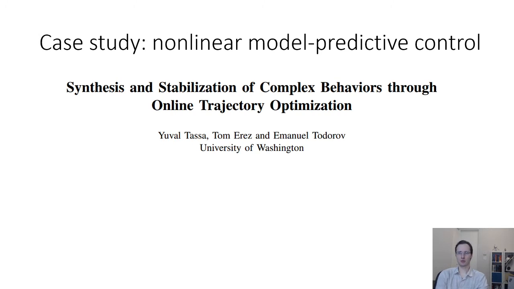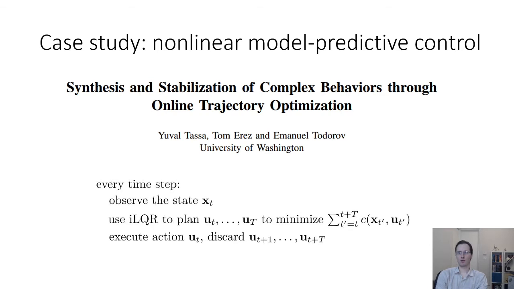So the case study that I'm going to talk about is this paper called Synthesis and Stabilization of Complex Behaviors Through Online Trajectory Optimization by Yuval Tassa, Tom Erez, and Emanuel Todorov. What this paper describes is a fairly simple, almost textbook algorithm, but implemented quite well, that uses iterative LQR as an inner loop in something called model predictive control.